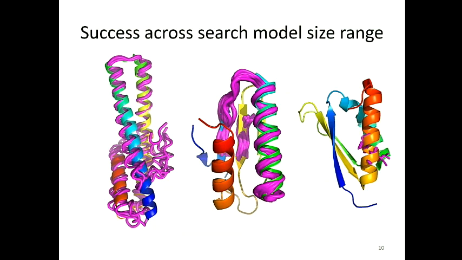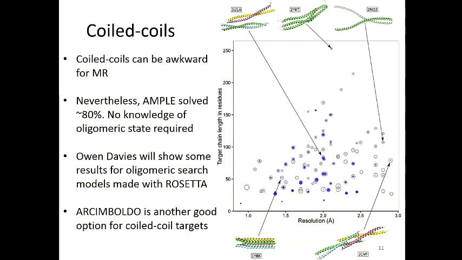You've got some money betting that your fold is right and some money betting that some small chunk will get it by good fortune. Just to mention coiled coils, they can still be awkward. You heard an example of that in the MR clinic. Ample does a pretty good job of coiled coils, and so does Arcimboldo. A more recent paper shows that.